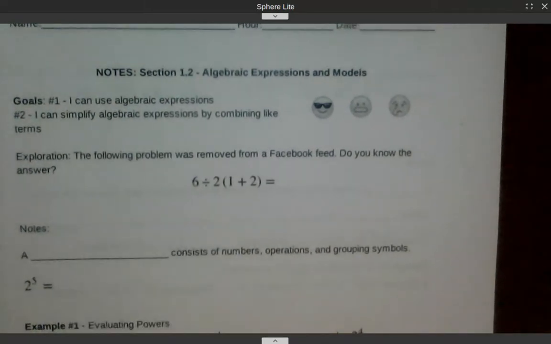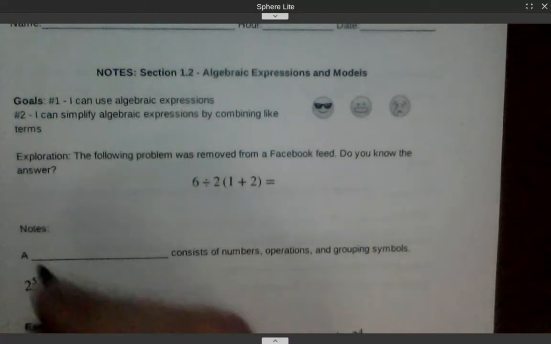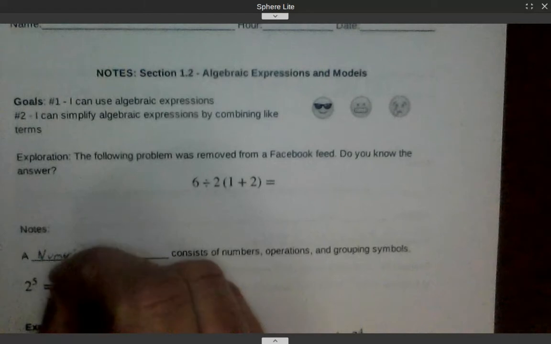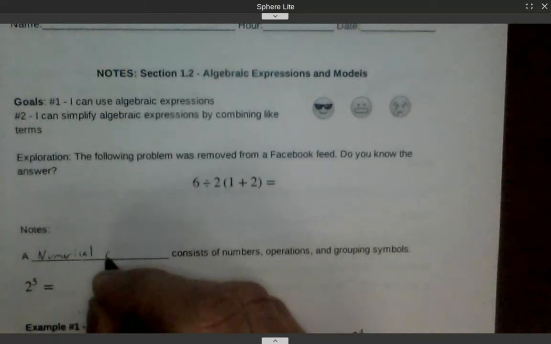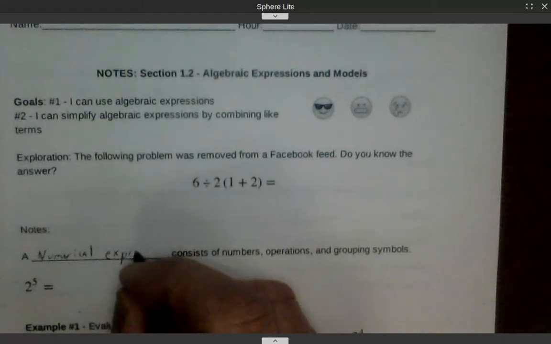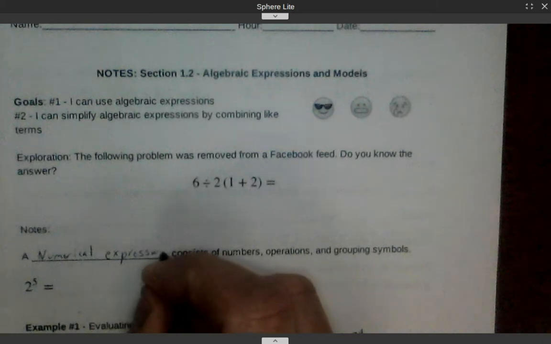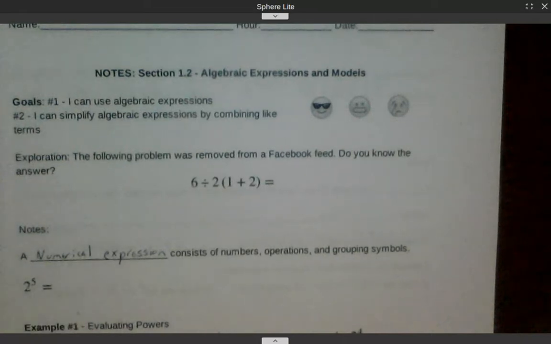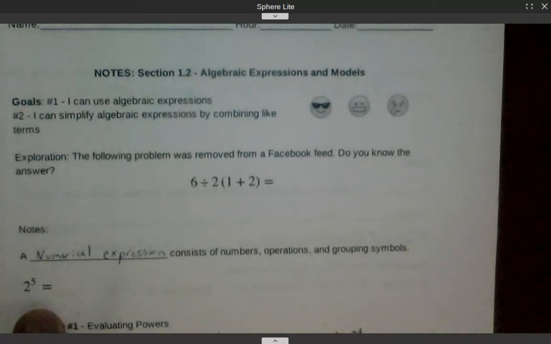First, a few notes. A numerical expression consists of numbers, operations, and grouping symbols. We are also looking at this right here.